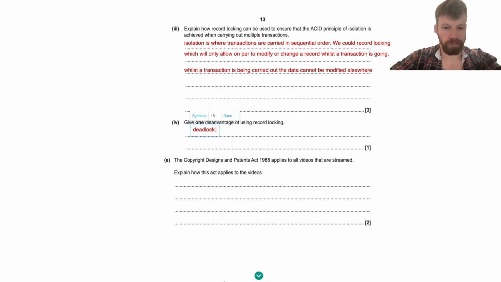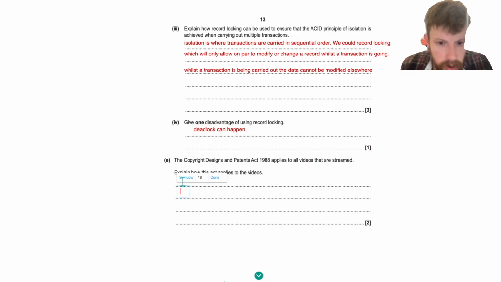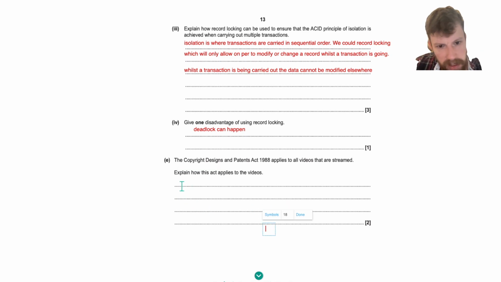Can happen, which essentially is just where delays happen. The Copyright Design and Patent Act applies to all videos that are streamed. Explain how this applies to videos.